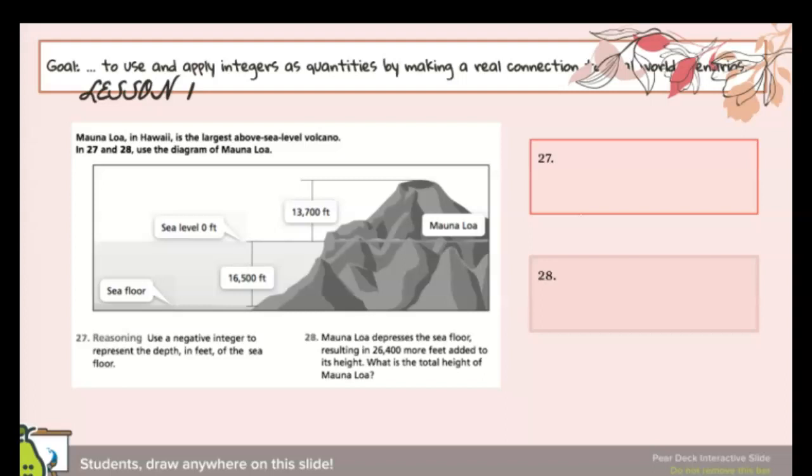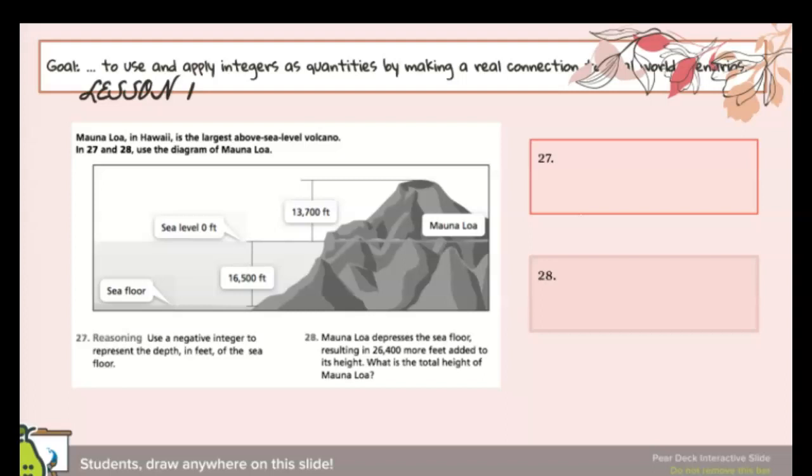All right, Safa, I could not hear you. I'm sorry. Go ahead. Negative 16,500. Sandy, do you agree? Yes. So anybody else disagree or everybody got the same answer? Briar, you're raising your hand. Were Sandy and Safa correct? Yes. All right. But how did you know that, Briar?